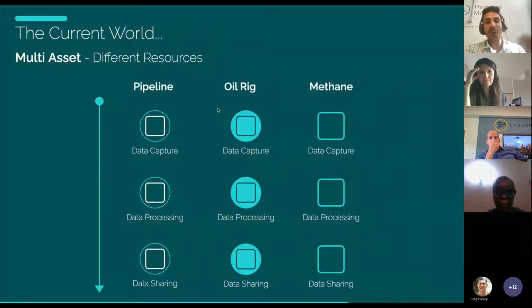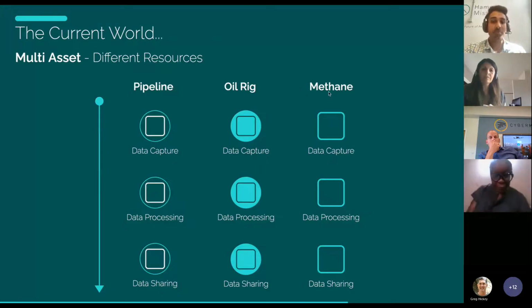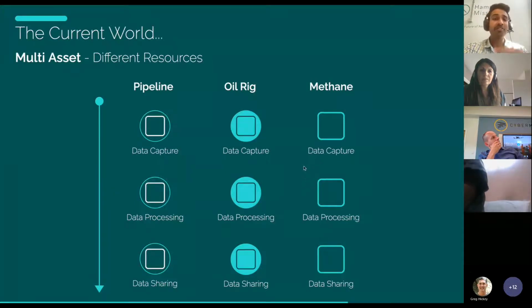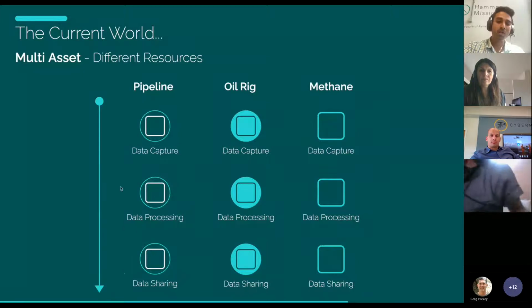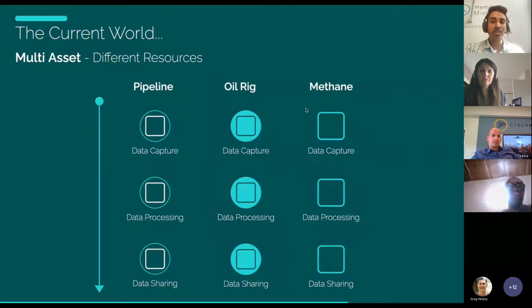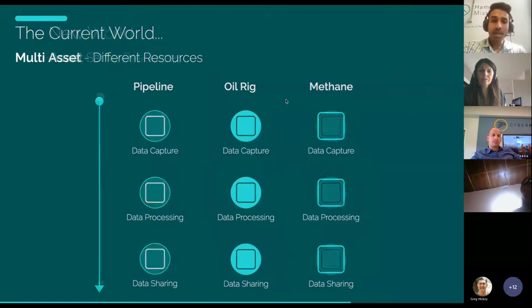An example of this would be that you have pipeline inspections being done, oil rigs being maintained, maybe methane monitoring being done. And each one of those now has a different type of drone, different type of training, different type of pilots, different type of infrastructure. And essentially, it becomes really hard to scale this way because even though you're really efficient in your workflows downwards, you're not very efficient across the board.